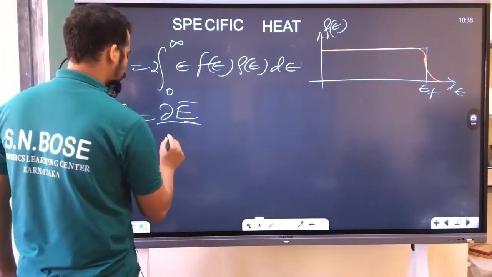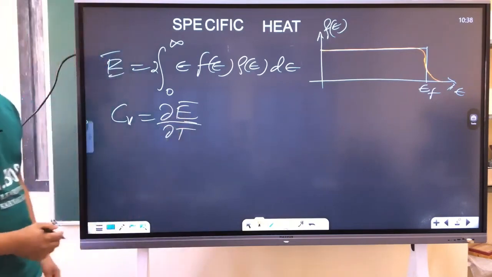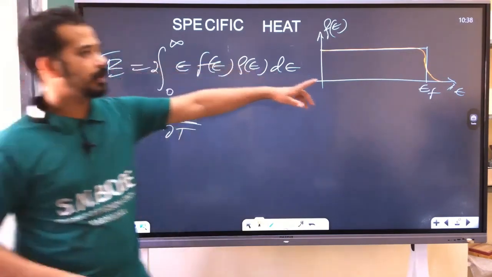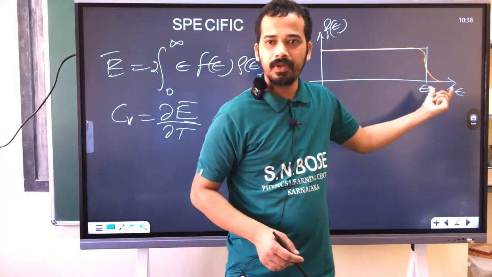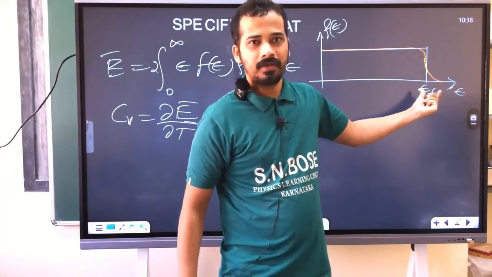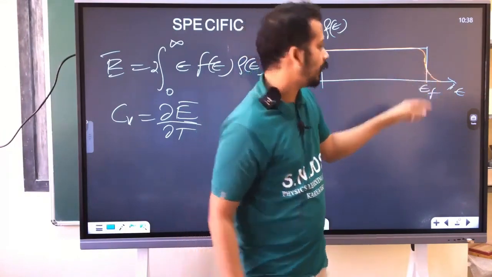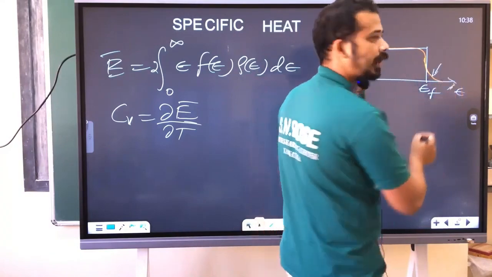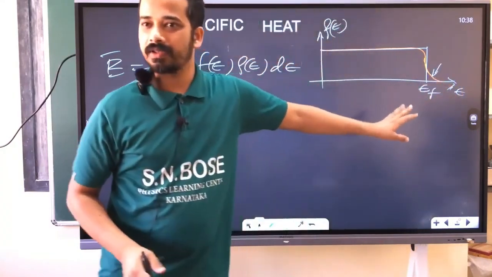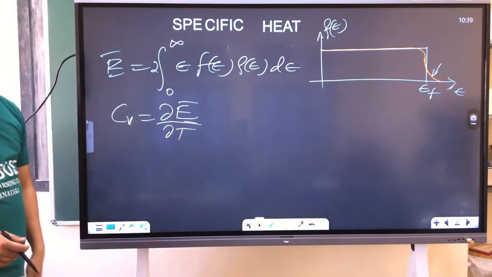Dou E bar by dou T. You need to do this one actually, okay. But I think we did some jugad idea here. Am I right? We found what is the fraction of the electron that will contribute to specific heat. That fraction of the electron behaves like a classical particle. In Reef, he has done some jugad idea to show that one, okay.